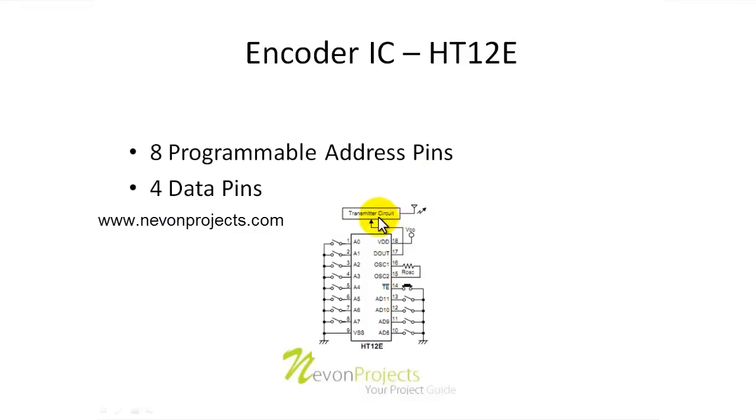So in this way this is connected to the transmitter. And also we have an oscillator resistor that is defined according to the module we have, and there is a transmitter circuit, that is a transmitter module, which sends the data wirelessly, and this system works on TTL logic, that is 5 volt. So this was the encoder IC.